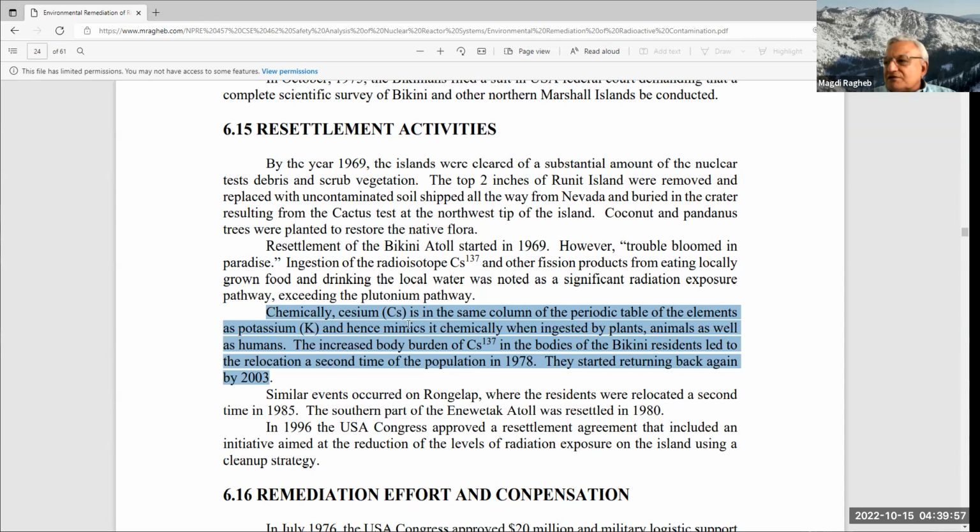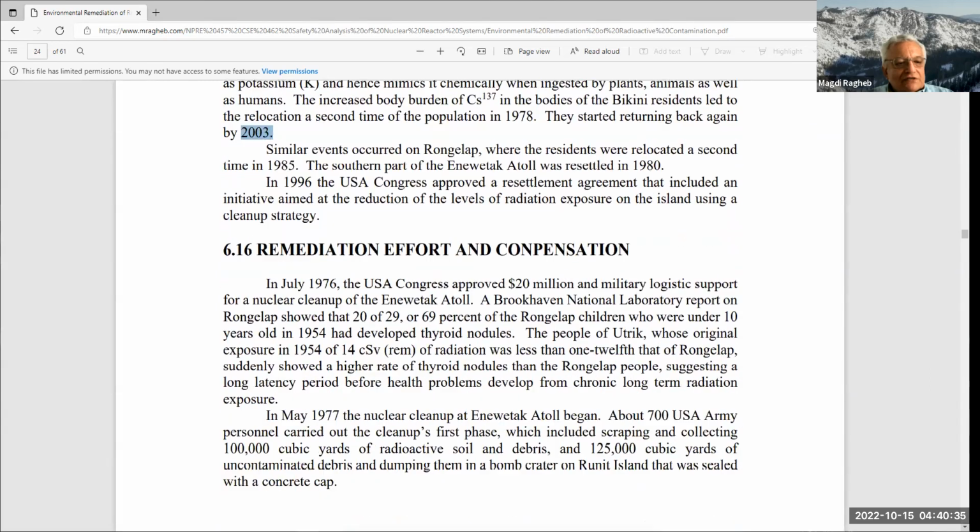Chemically, as I suggested, that's something we need to remember, cesium is in the same column of the periodic table as the element potassium, and hence it mimics it chemically when ingested by plants like coconut trees and animals as well as humans. So the increased body burden of cesium-137 in the bodies of the Bikini residents led to that relocation a second time in 1978, and they started returning again in 2003 when the level of the cesium-137, because it decays, it has a half-life of about 20 to 30 years, was going down in general.